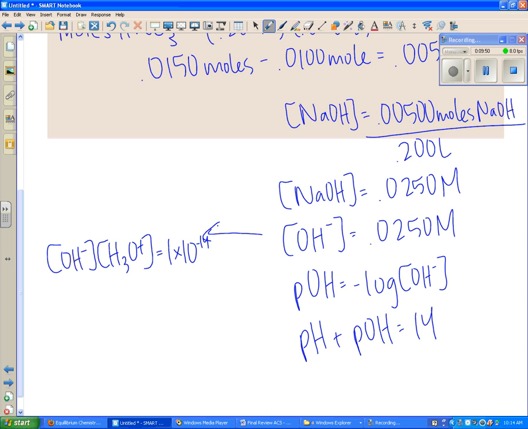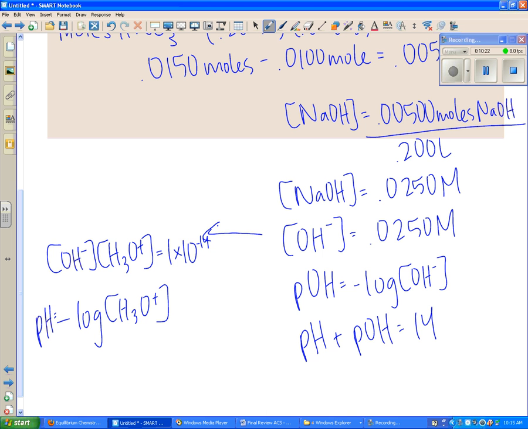Yeah, we can find the hydronium ion concentration from the hydroxide ion concentration because we know hydroxide times hydronium is 1 times 10 to the minus 14th, and then what will we do? Yep, and that would give us hydronium. And then the pH would be the negative log of the hydronium ion concentration.